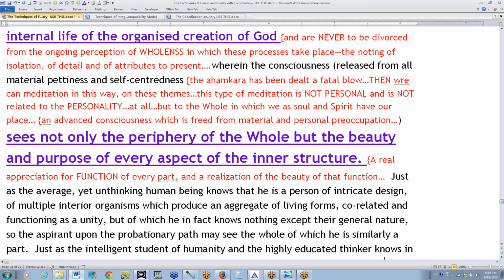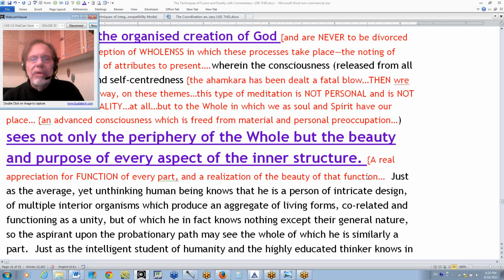Just as an average, the average yet unthinking human being knows that he is a person of intricate design, he's got lots of parts to him, right? Especially the physical nature, of multiple interior organisms within the physical body which produce an aggregate of living forms, correlated and functioning as a unity. Yes, the average person will know this, but of which he in fact knows nothing except their general nature. It's a bit like if you're not trained in medicine, how will you know how all the organs interact and all the substances and chemicals which are produced in the body which have various kinds of effect upon these different organs and upon each other? So he knows nothing. He knows that he is complicated, but he knows nothing except the general fact that he is complicated. He doesn't know the intricacies.